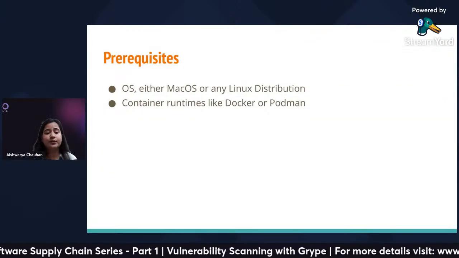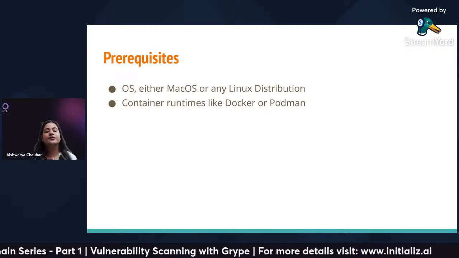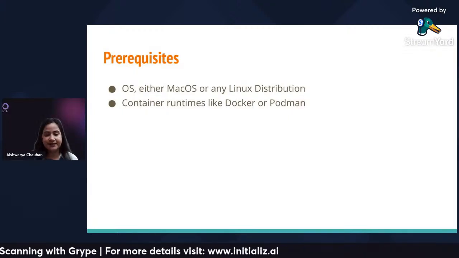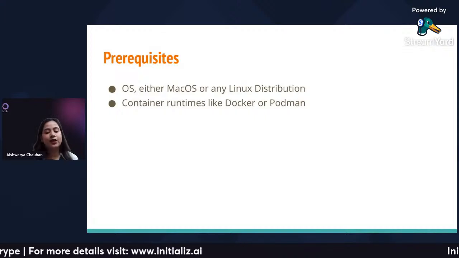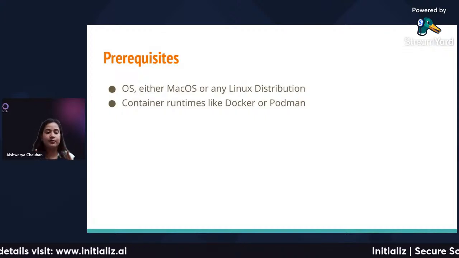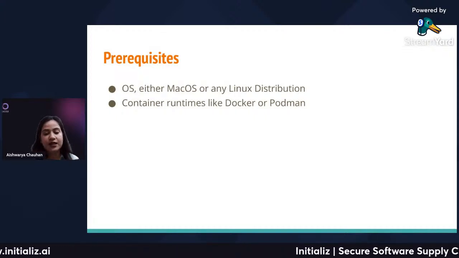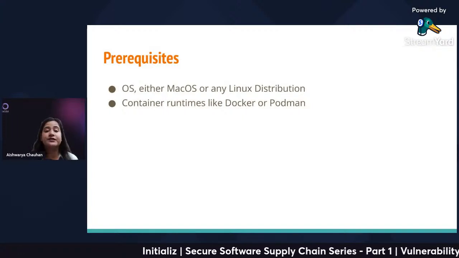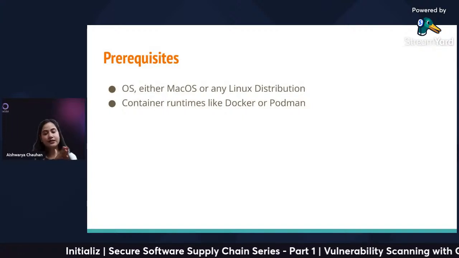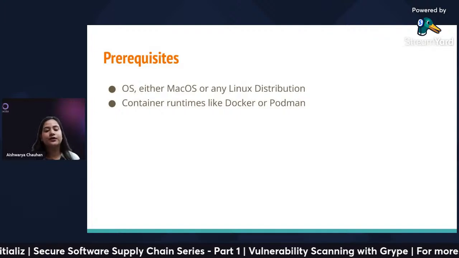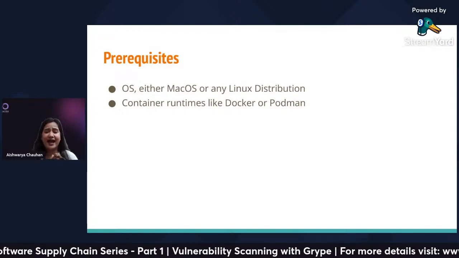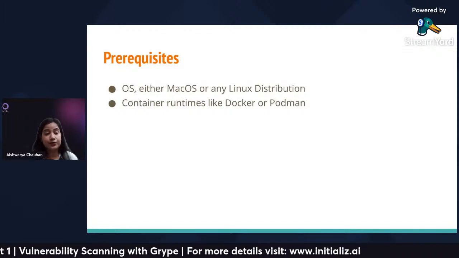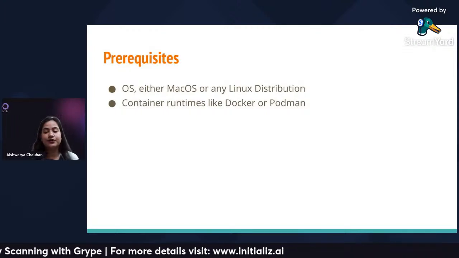So we really need to know about the prerequisites. The OS that Grype supports are Mac OS and Linux distributions, but a large population uses Windows. So I'm going to demonstrate how you can use Grype on Windows. I'm using WSL, that's the Windows Subsystem for Linux. You can get that activated from the settings of your Windows computer, and you are good to go.